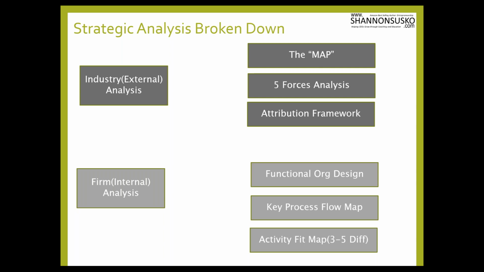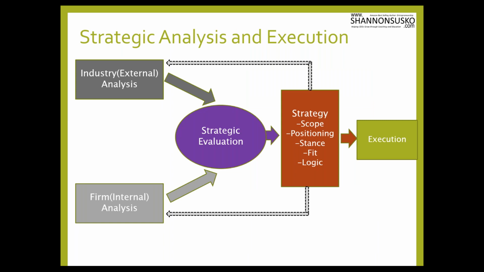So there's lots of different tools we can use out there. The last tool we talked about was the attribution framework, which is an external analysis. What we're going to work through today is the activity fit map, which is all about the fit internally of the activities, the differentiating activities that we are deciding to work on and put in place.